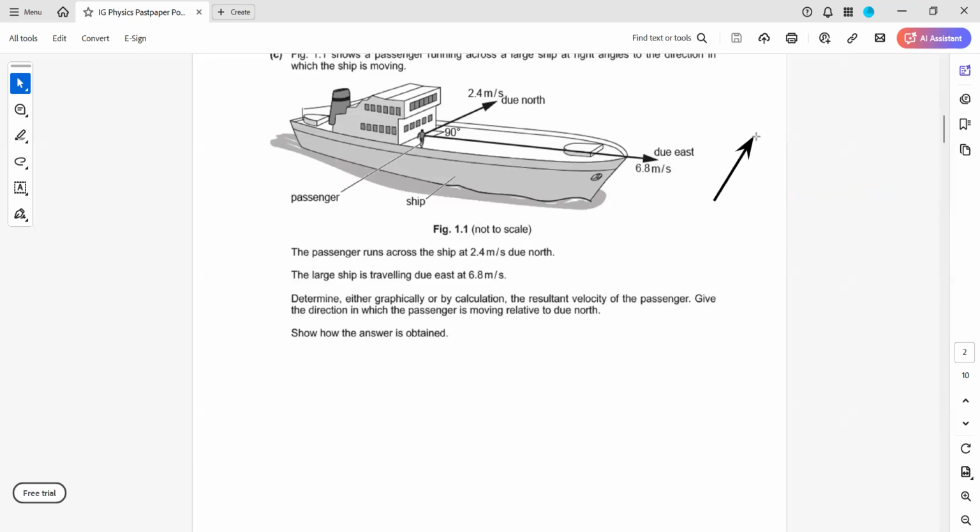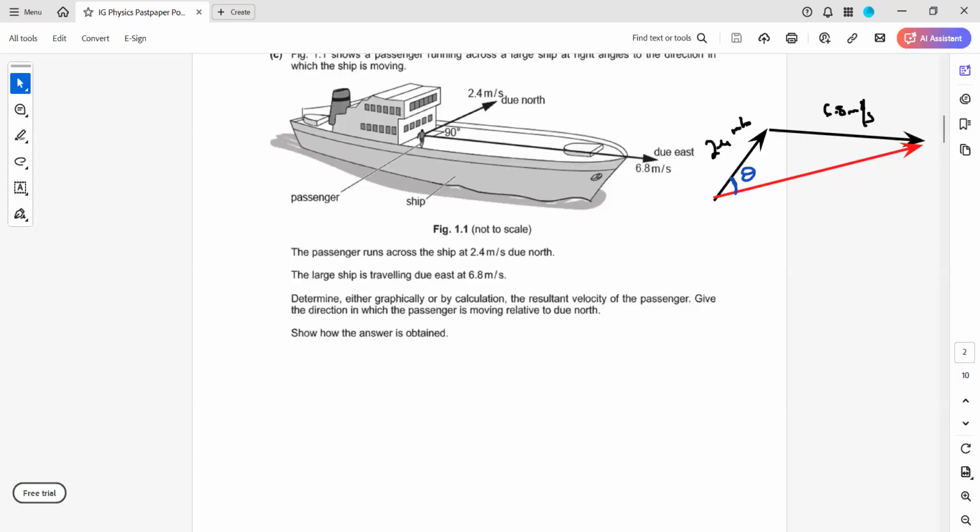Let's say you draw 2.4 meters per second first, then the second vector is due east, which is 6.8 meters per second. The resultant goes from the tail of the first to the head of the last. Now, in the question they asked for the angle from north, so I need this angle. That's why it is important that you draw the figure.